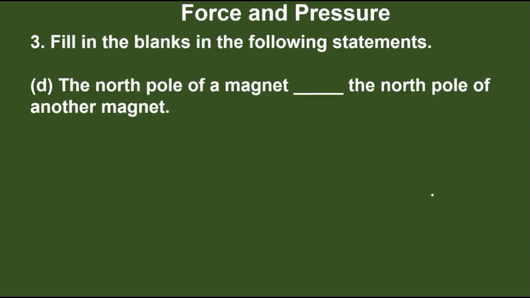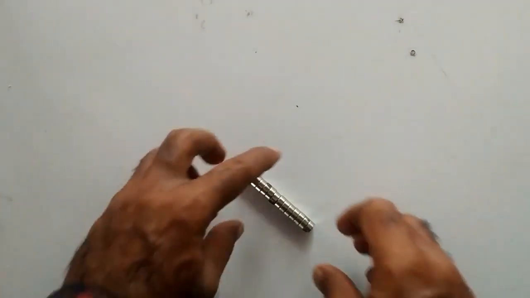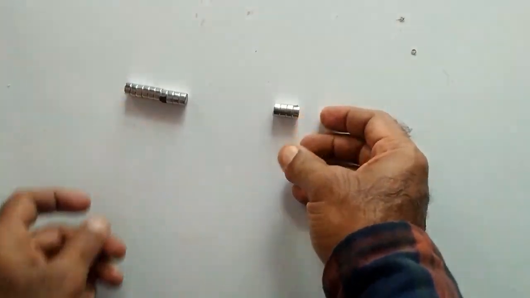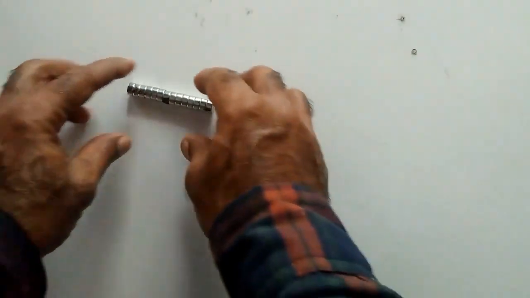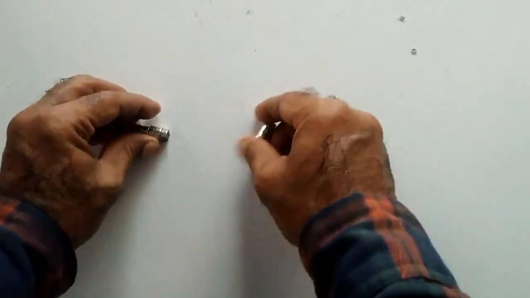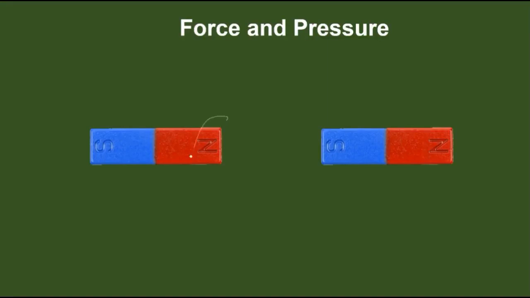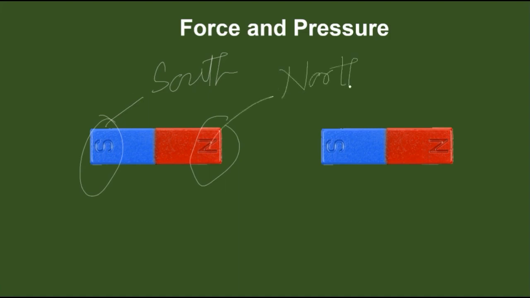Next, the north pole of a magnet is brought near the north pole of another magnet. What happens? You must have done this experiment. You have seen many types of magnets, and every magnet has one common property: they exist in two poles. One pole is called the south pole and this one is the north pole.